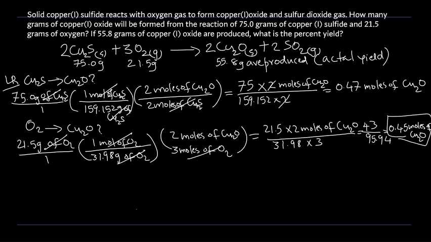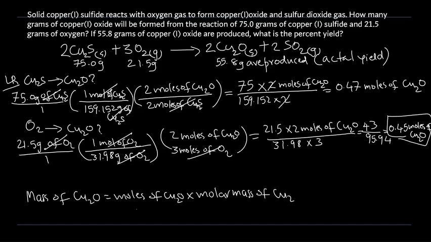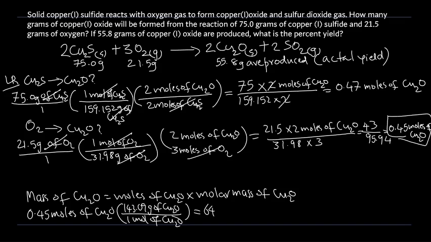Okay, and then we can find the second part: they're asking for the mass of copper(I) oxide. So mass of copper(I) oxide equals moles of copper(I) oxide times molar mass of copper(I) oxide. Now we can say that 0.45 moles of copper(I) oxide, where 1 mole of copper(I) oxide is 143.09 grams of copper(I) oxide, equals 64.39 grams of copper(I) oxide.